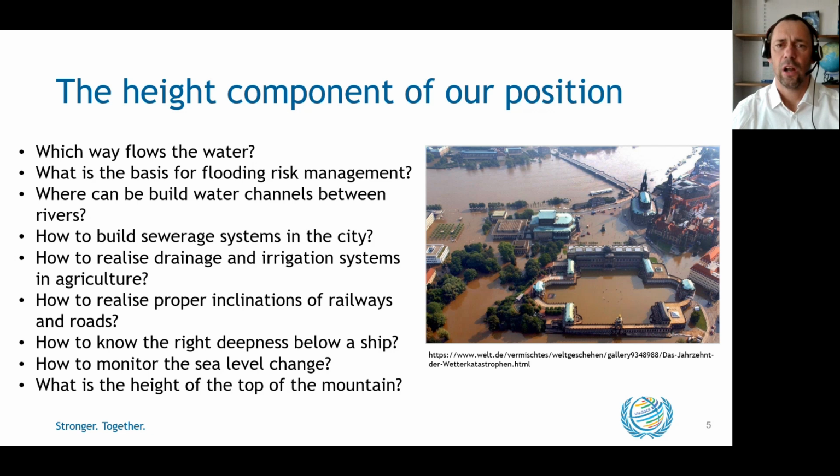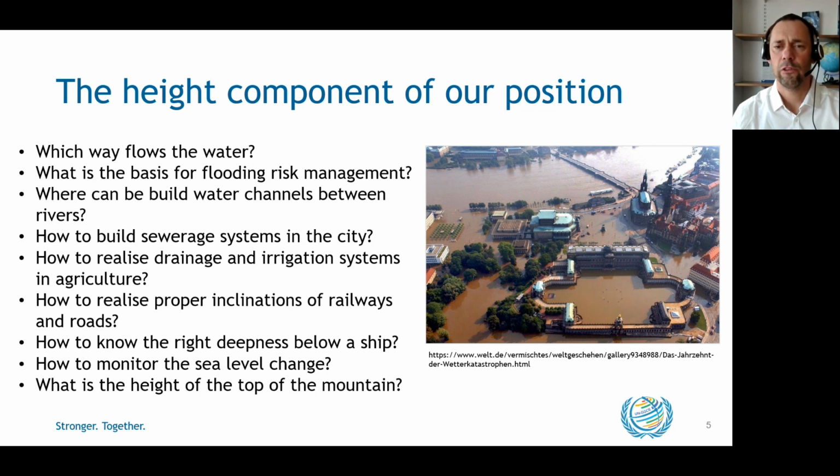Let us start asking the question, where helps us the knowledge of exact height? The height component helps us to know which way flows the water, and with this information allows us to carry out the right flooding risk management. It helps us to know where to build channel between a river or how to create sewage systems in the cities or drainage and irrigation system in agriculture.